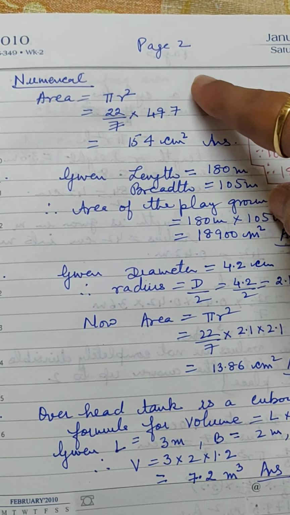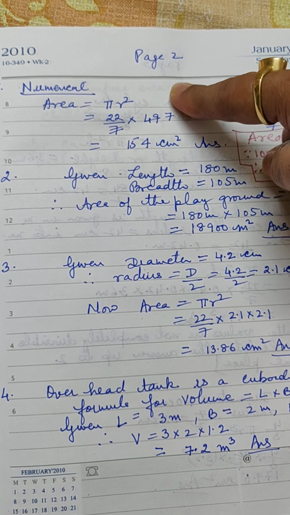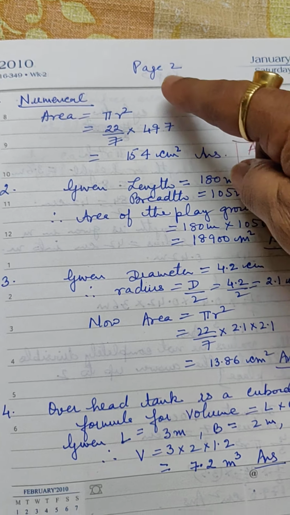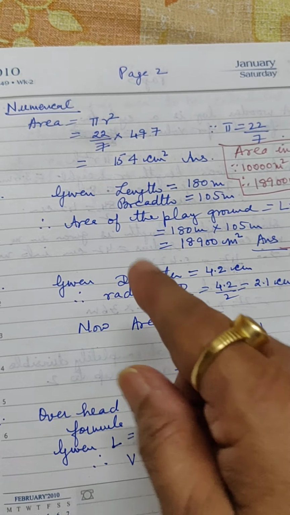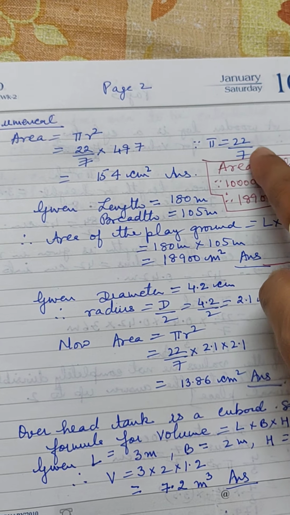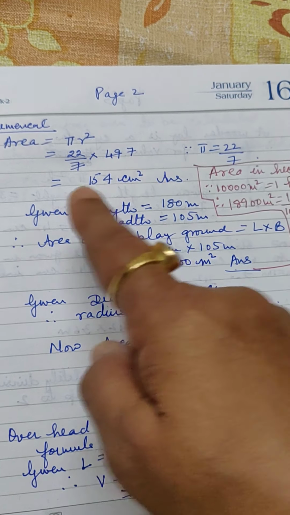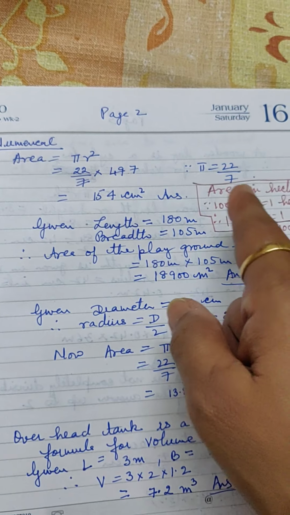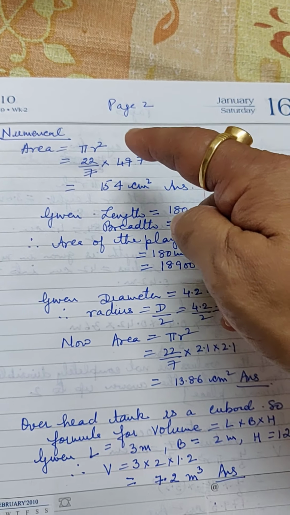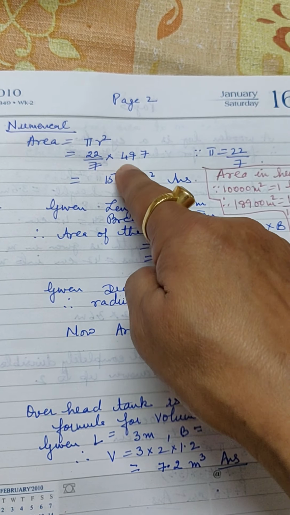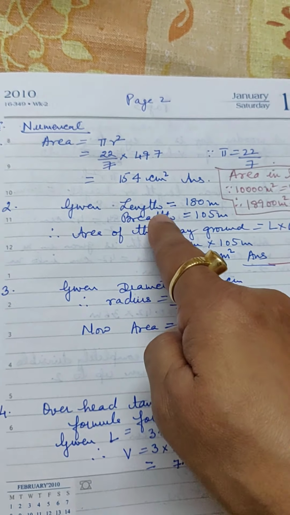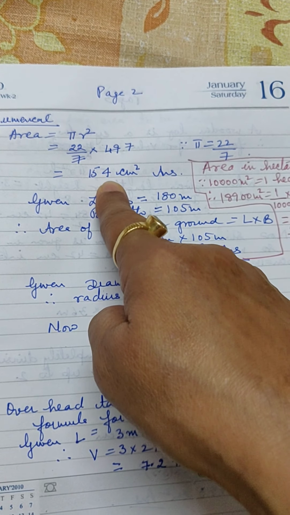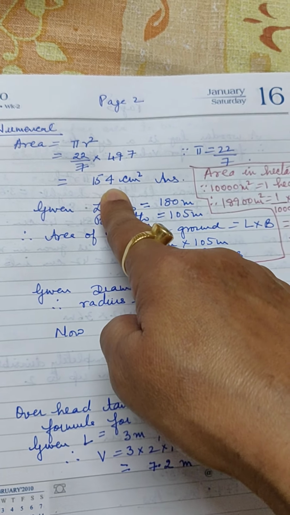I have written the formula to calculate the area of the circle, and the formula is pi r square, where the value of pi is 22 by 7. So I have substituted here, and the radius is given in the question as 7 cm. Since it is a square, so 7 into 7, 49. And then I have solved it, and finally the answer comes out to be 154 centimeters square.